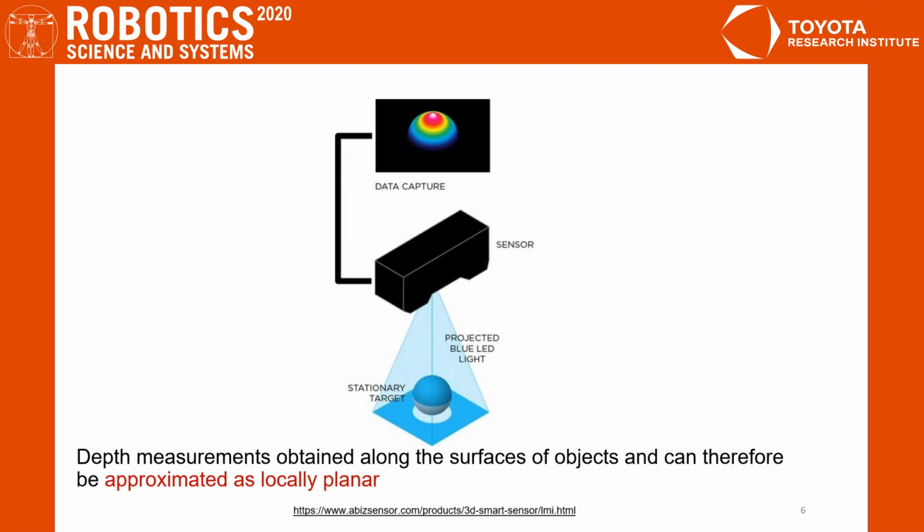The key insight behind our work is that depth measurements obtained from commercially available 3D sensors are spread along the surfaces of objects in the scene. Therefore, they can be approximated as locally planar regions. We want to fit Gaussian distributions such that they approximate these locally planar regions in the 3D observation.